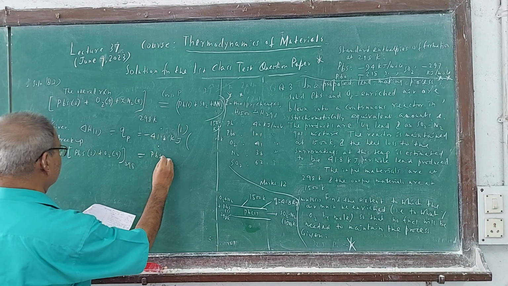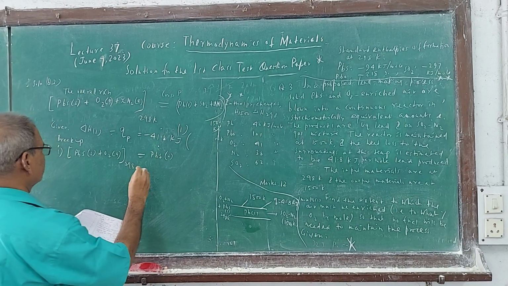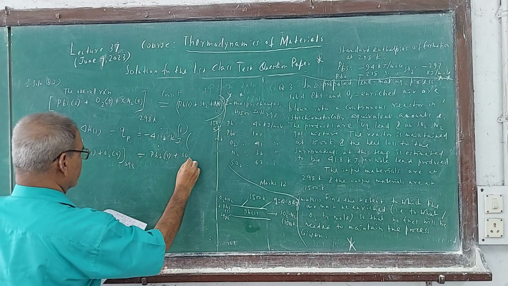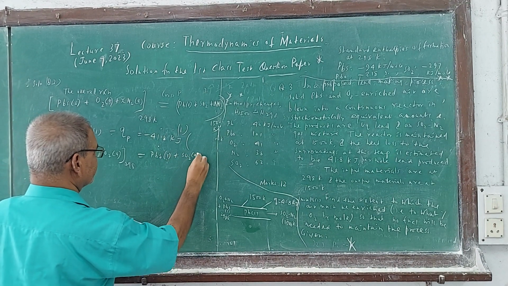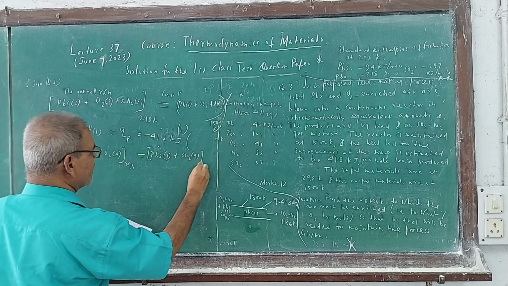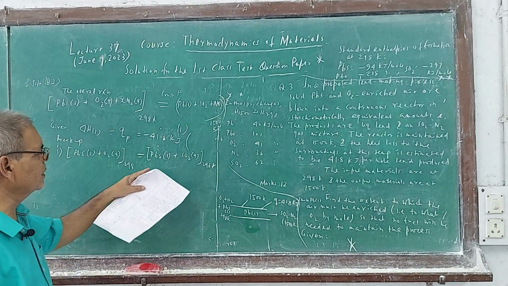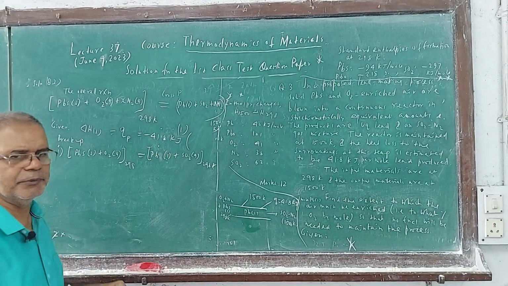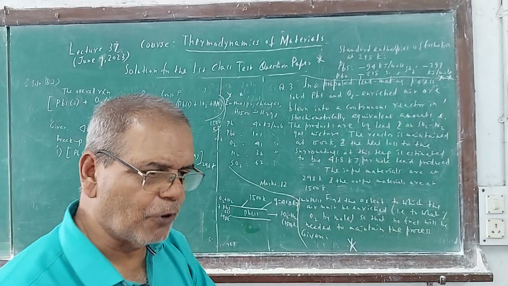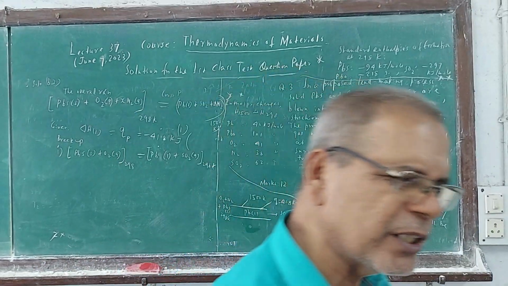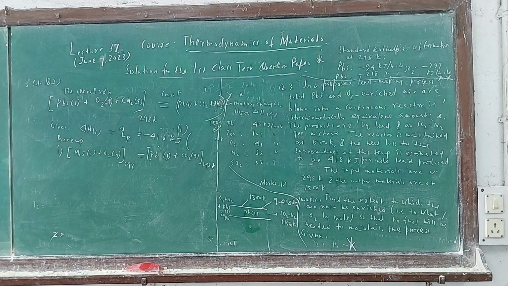PbS plus O2 gives Pb liquid plus SO2 gas. I tell you something here that will help you. What temperature? Same temperature. Chemical reaction, same temperature. I have written Pb liquid. Follow. I've written liquid, though you don't know the melting point. It is 327, low melting. Even if you don't know, right?